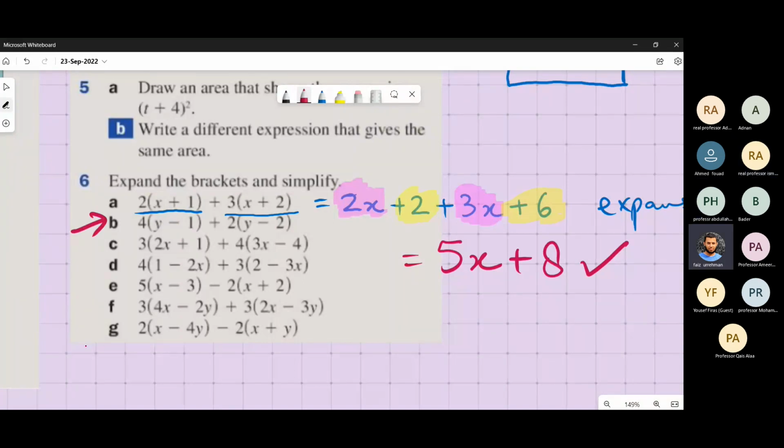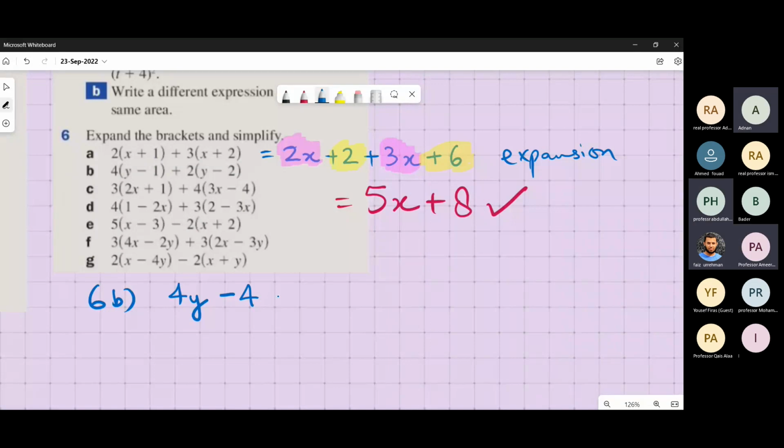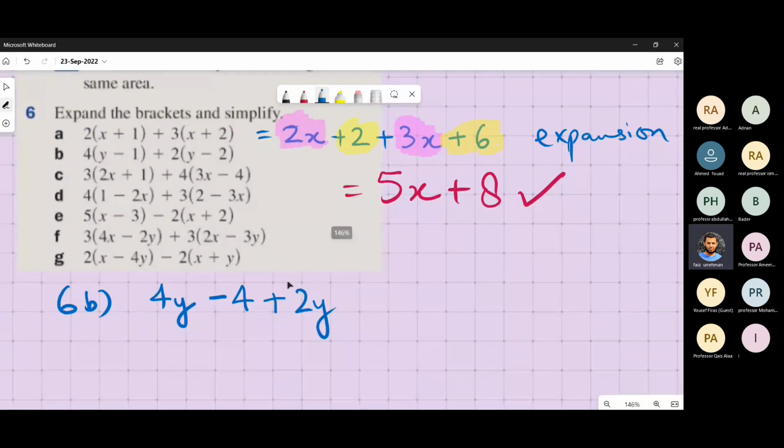Teacher, can I answer? Yusuf can answer this time. Okay. So first of all, it'll be 4y. Okay. Then it'll be negative 4. Then we go to the other brackets. It'll be 2y. No, tell me the sign first. Plus 2y. Yes. And negative 4. Okay, very good.